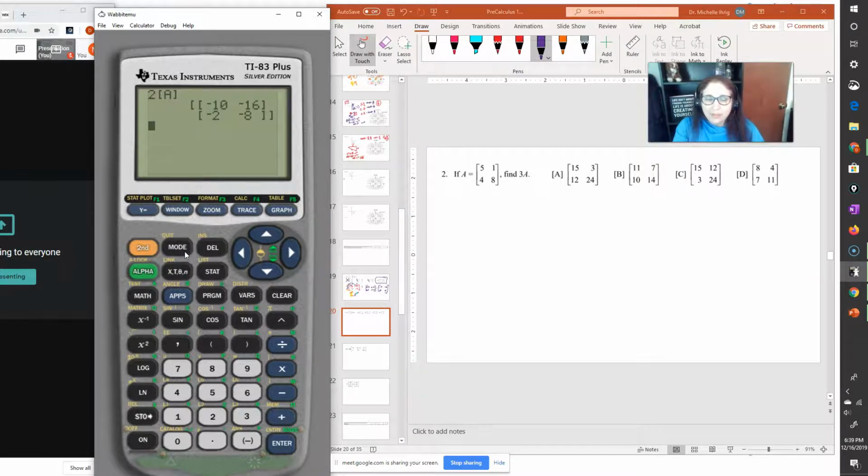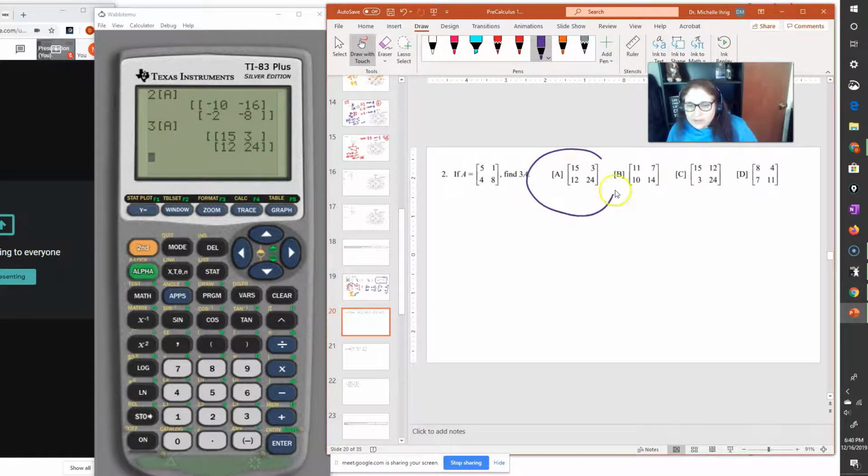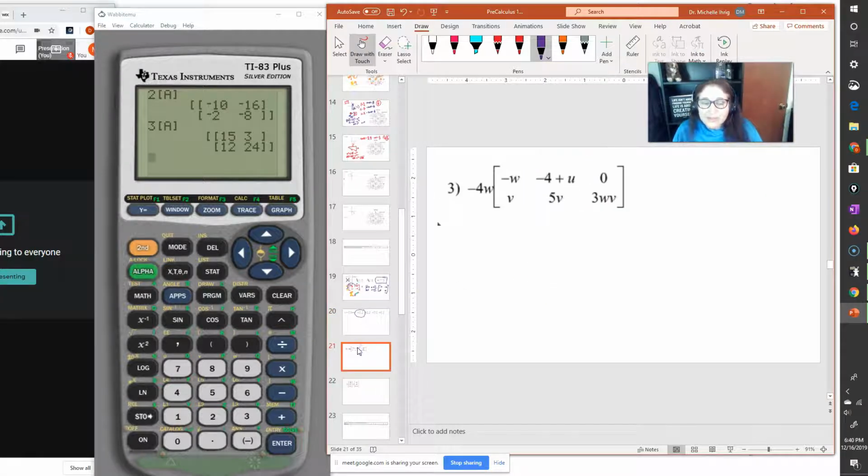Second quit puts me on the home screen. It wants me to find 3A. So I'm going to type in 3, go back to my matrices, put in the first one for A, and there's my solutions: 15, 3, 12, and 24. So this is my answer. So do not make yourself do more work than you need to, because sometimes it's not going to be that hard. Now, sometimes it will be.